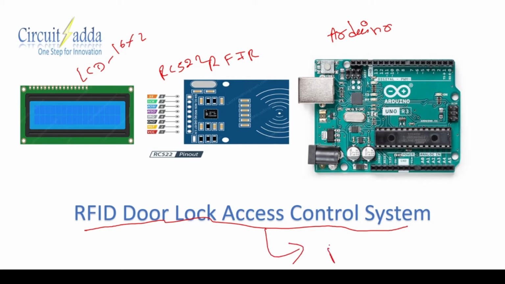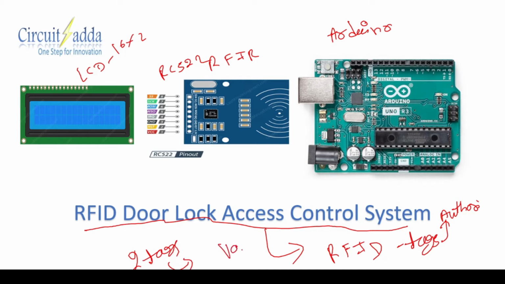That means we have RFID tags, and we will make these tags authorized. I am going to take two tags today. One will be the valid tag and the other will be the invalid one. Whenever the user places the tag upon this sensor, the display will show whether access is denied or access is granted.